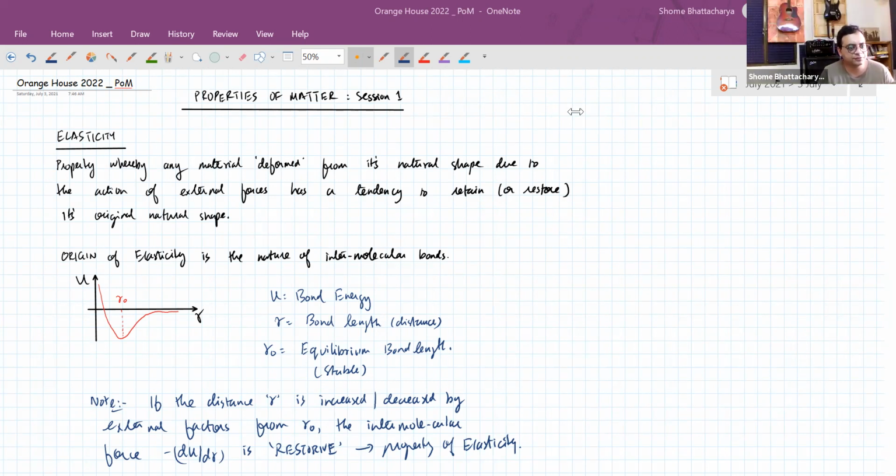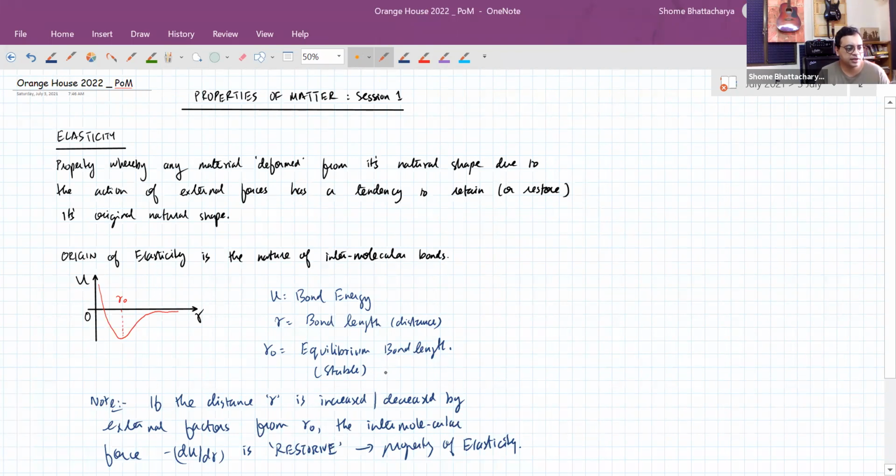So the graph basically explains the intermolecular bond energy, or potential energy, related to the intermolecular attractive force. You can see that it has a local minima at a bond length of r equal to r naught. So when the distance between molecules is a certain optimal bond length r naught, the energy associated with their intermolecular force is at the local minima. That means there is a stable equilibrium position.